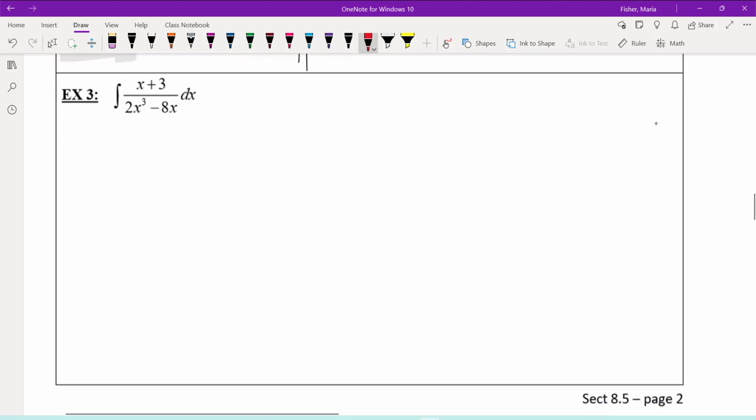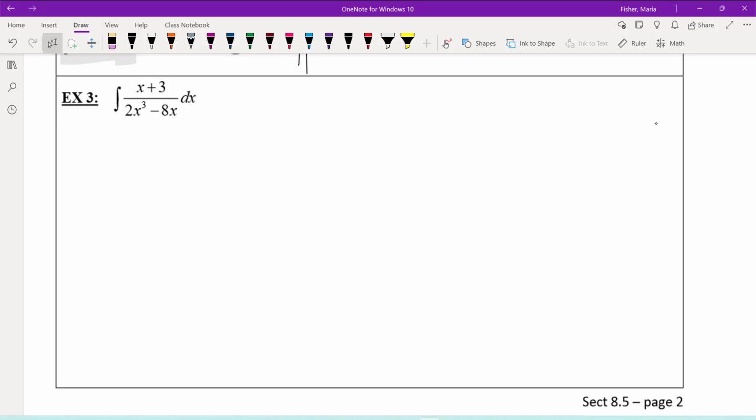Let's do number 3. Number 3 is x plus 3 over 2x cubed minus 8x. Again, it's a rational expression and it's not basic form, so I'm going to use partial fraction decomposition to get it into simpler fractions. The first thing I need to do is to factor this guy. We'll notice that the denominator has a GCF of 2x, and when I factor out a 2x, I'd be left with x squared minus 4. Well, I can keep factoring that, so I would say x plus 3 over 2x times x plus 2 times x minus 2, because x squared minus 4 factors as x plus 2 times x minus 2.